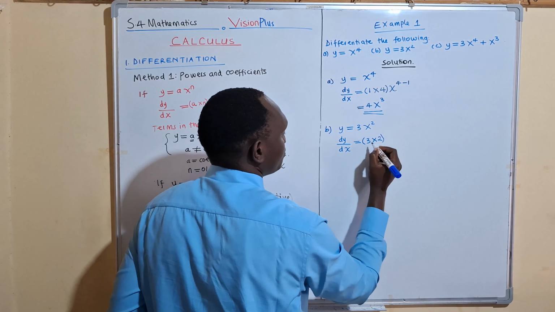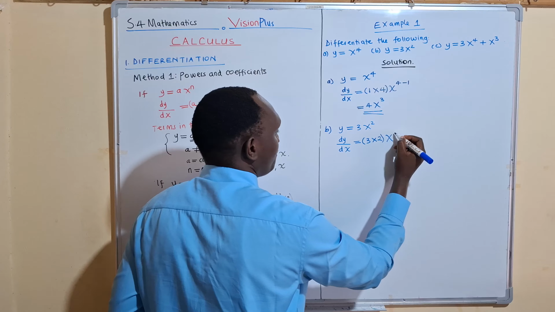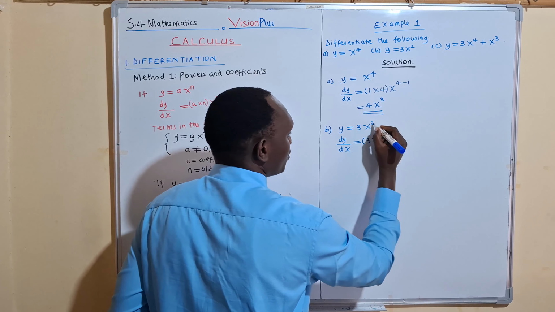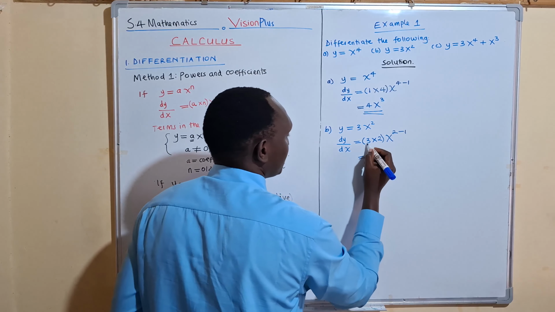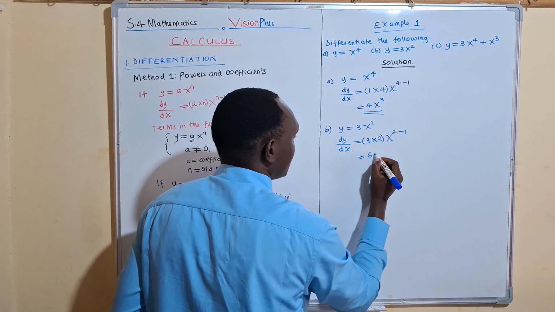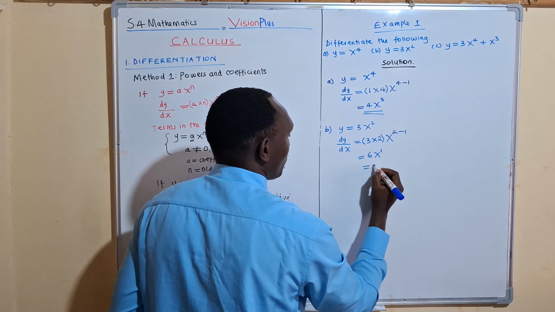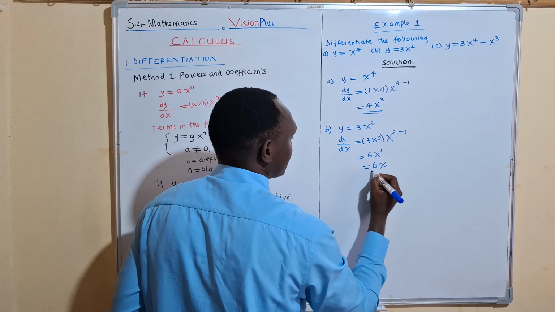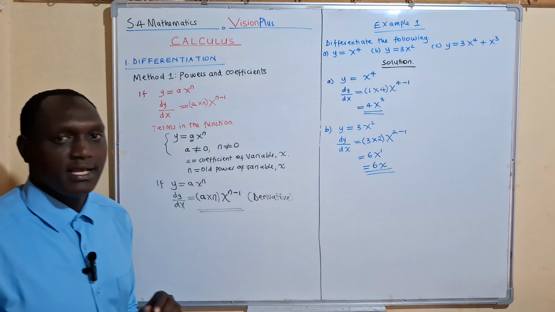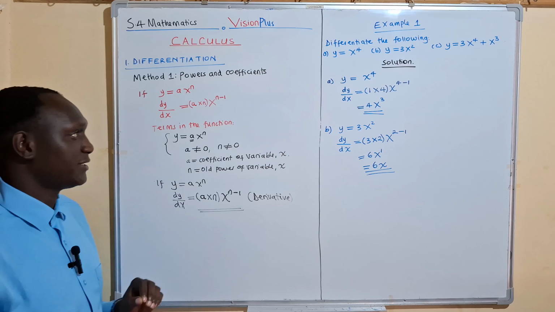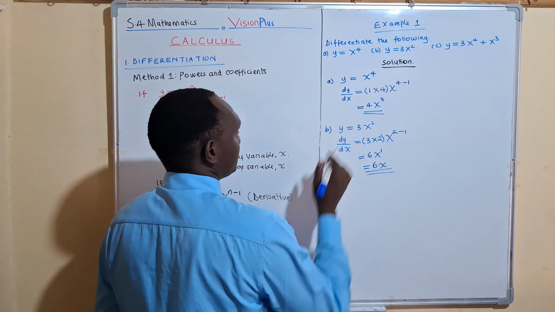So we say 3 times 2. Then we say x. Now we need a new power of x, which becomes the whole power, which was 2, subtract 1. And then you simplify. 3 times 2, we shall have 6. x power 2 minus 1 is 1. x power 1 is the same as x, so here we shall have 6x. So this is the derivative of the function y equals 3x squared. So we have differentiated that function.